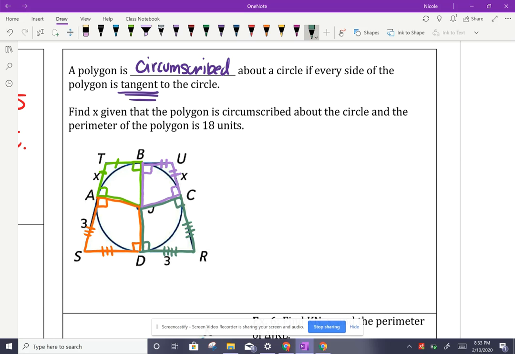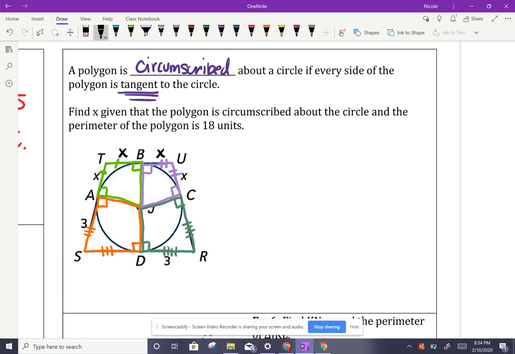Now, what's special about this one is that it gives us some information. I have X at TA, and TA is going to be congruent to TB, so that is also X. I have UC, which is an X, and that is congruent to UB, which is also X. Since all four of those are represented by X, yes, they are all congruent to each other, but that isn't always going to happen with polygons.